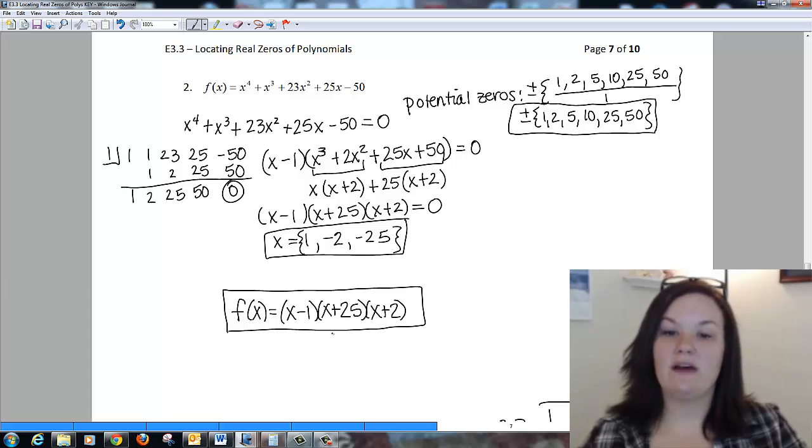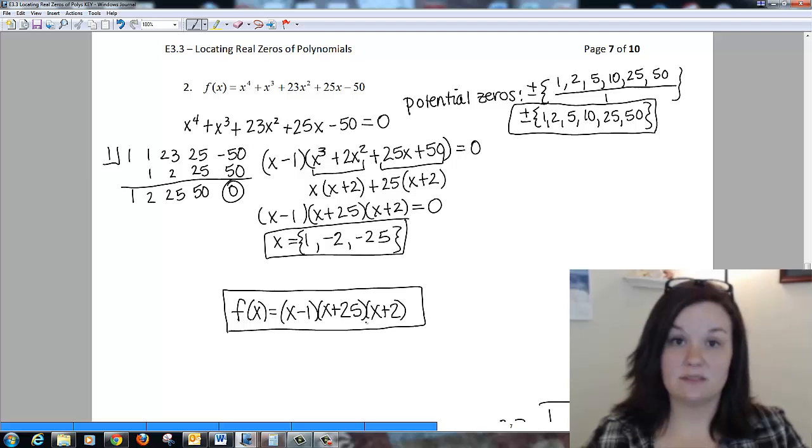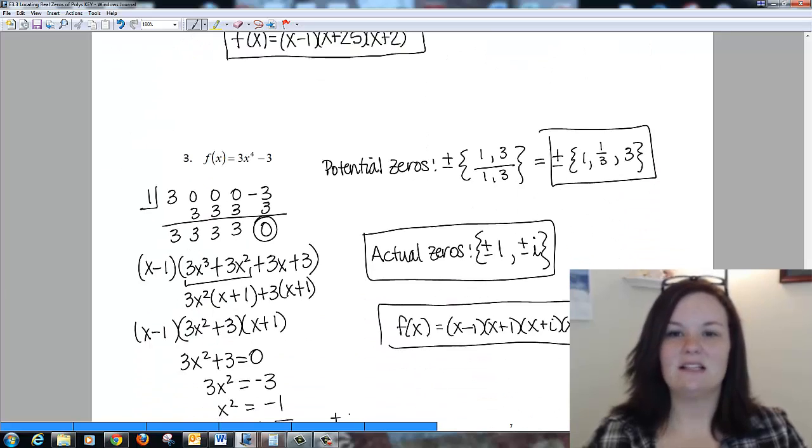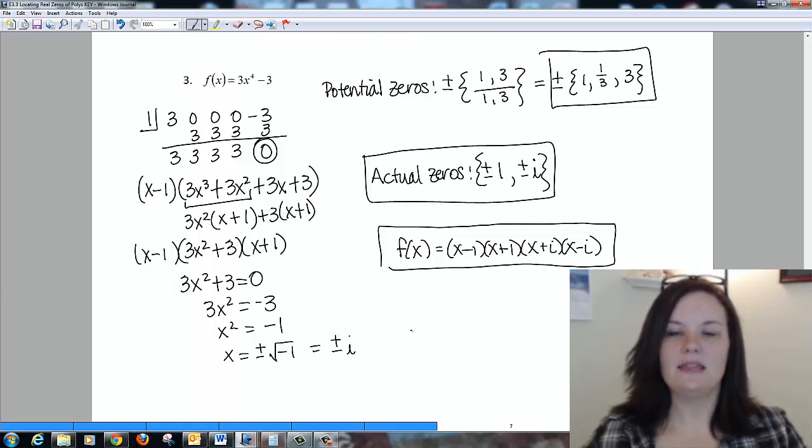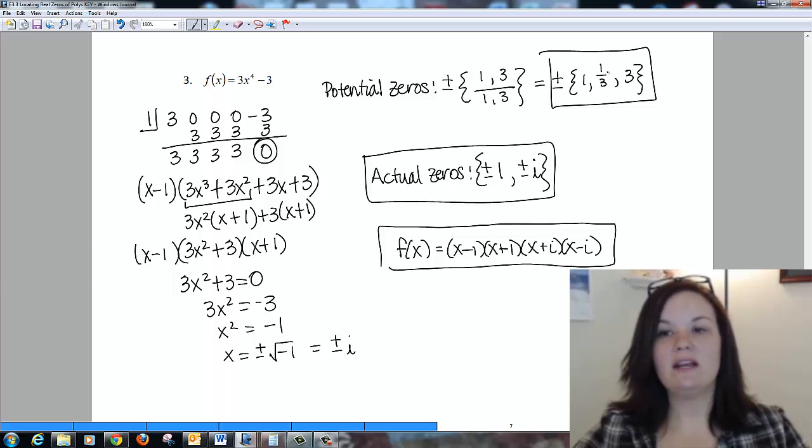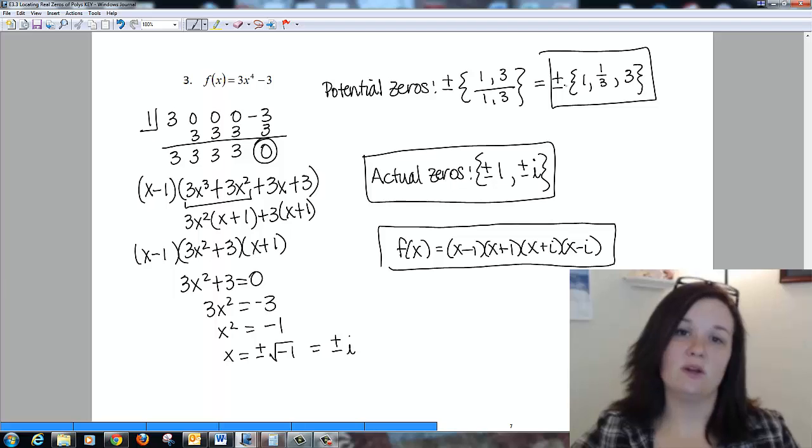And then when I write it in factored form, I should have x minus 1 times x plus 25 times x plus 2. Okay, let's look at the last one. The last one, our potential zeros are all the factors of 3 divided by all the factors of 3. So on top I have 1 and 3, on bottom I have 1 and 3. So when I write them out, 1 divided by 1 is 1, 1 divided by 3 is 1/3, 3 divided by 1 is 3, and 3 divided by 3 is 1, which we already have, so we don't repeat it.